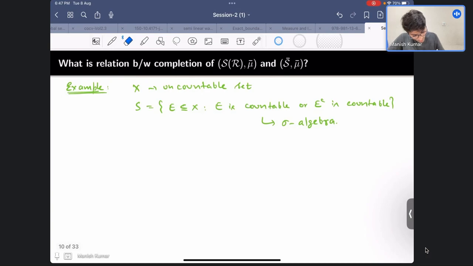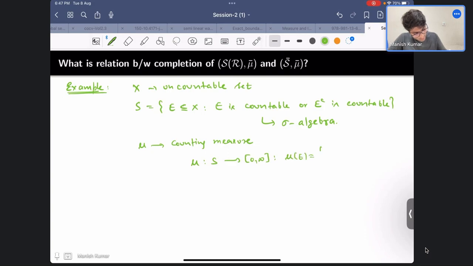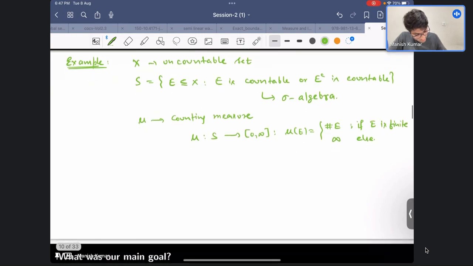Now take mu, the counting measure. If the set is finite, then the measure is just the cardinality of that set. In case it is infinite, mu will take the value infinity. So mu is defined on this S to [0, infinity], and mu of E will be the cardinality, the number of elements in E if E is finite, and infinity otherwise. Okay, so this is the measure we define on this.